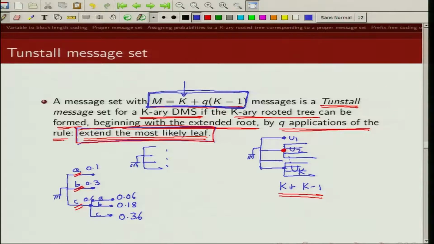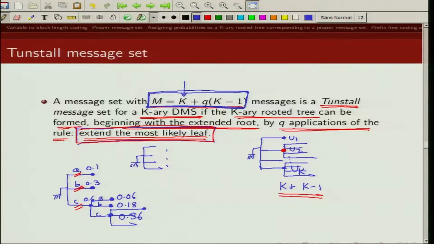So now I have nodes and leaves. This has probability 0.1, this is probability 0.3, this is probability 0.06, this is probability 0.18, and this has probability of 0.36. If I extend the next leaf, which one should it be? I should extend this leaf. So next I should extend this leaf.